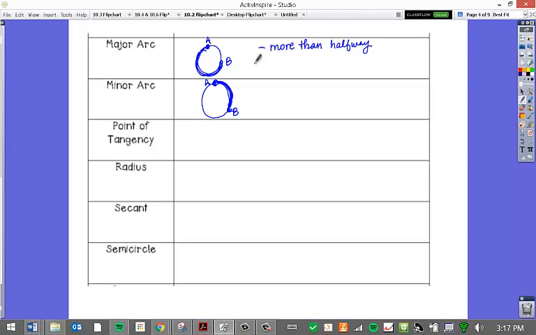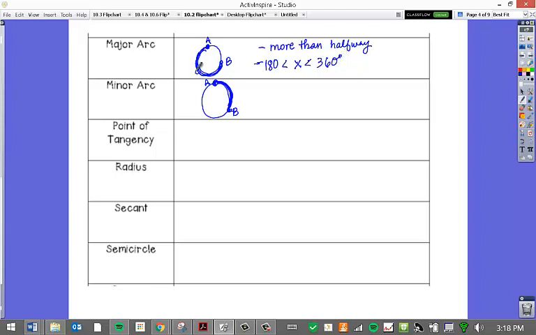And the measure of that major arc is going to be somewhere in between 180 and 360, because all the way around would be 360 degrees. And it's more than halfway, so half of 360 is 180.